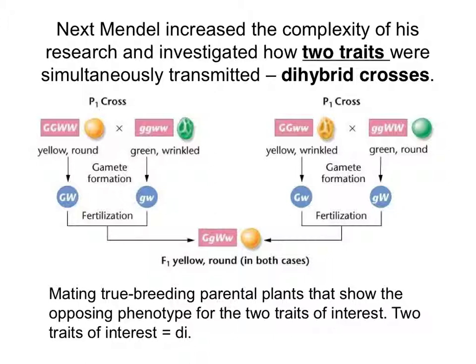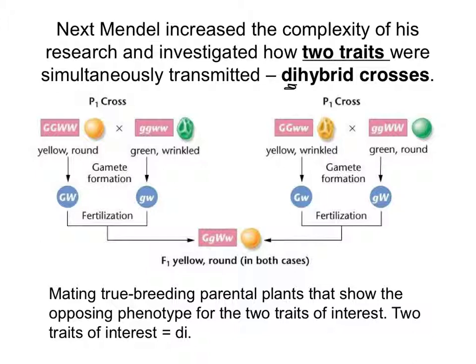So Mendel's experiments took place over many years, and they were much more complex than simply monohybrid crosses and test crosses, which we've just discussed. Once he had completed his researches on single traits, he focused on research involving two traits and how they could be transmitted simultaneously. So studying two traits required him to do a kind of cross called a dihybrid cross, di for two traits of interest.